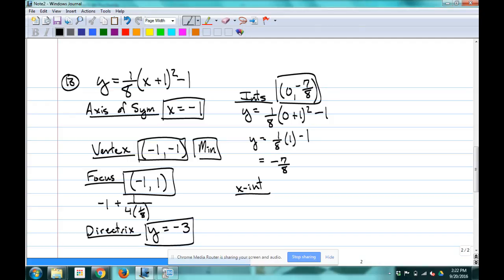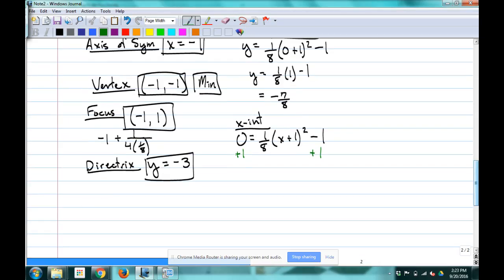Okay, so if you want to put it in standard form, you can, or you could just solve it and see what happens. Add 1. Get 1 equals 1/8 times (x plus 1) squared. Multiply by the reciprocal, 8. 8 equals (x plus 1) squared.